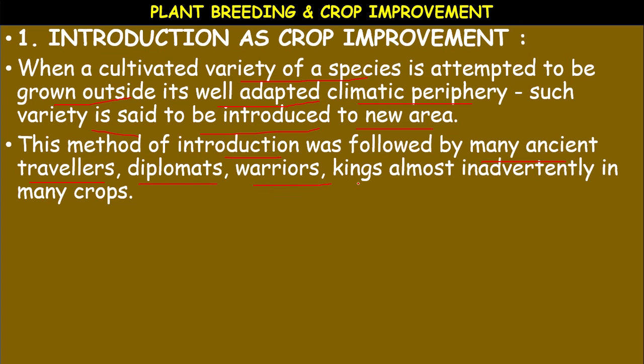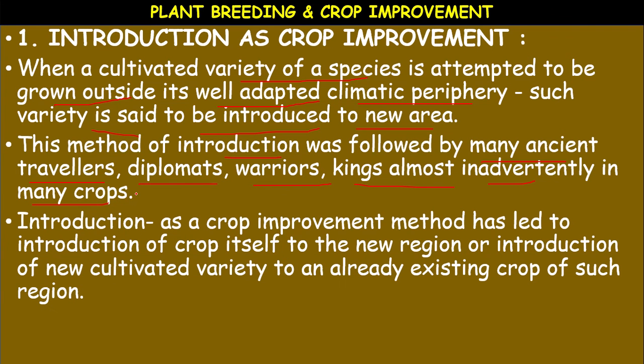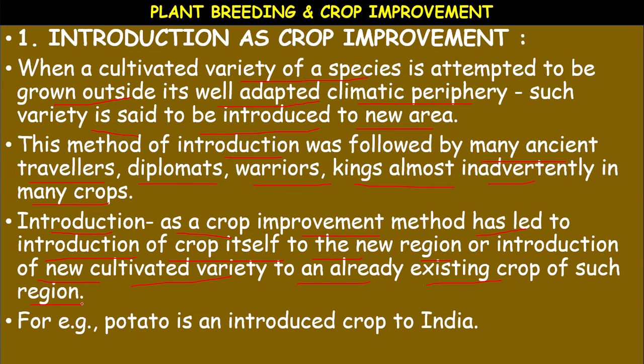diplomats, warriors, kings, almost inadvertently in many crops. Okay, because the ancient man was nomadic, moving from place to place in search of food, in search of comfort, in search of many things. Then what is actual introduction? As a crop improvement method, it has led to introduction of a crop itself to a new region, or introduction of a new cultivated variety to an already existing crop of such region. For example, the potato is an introduced crop to India.